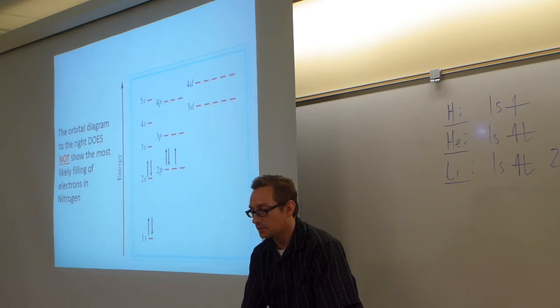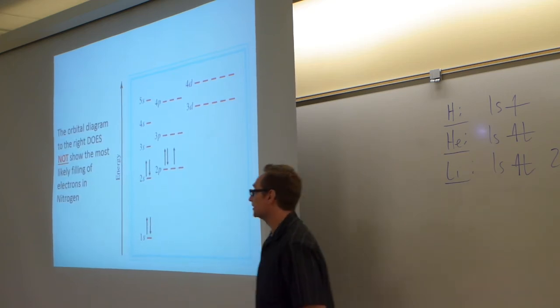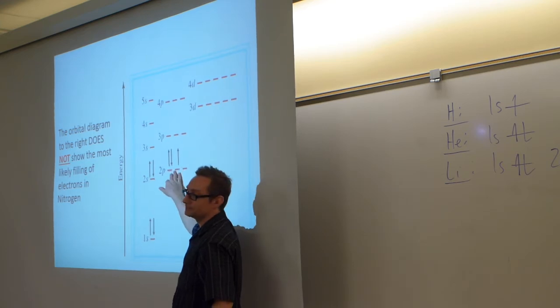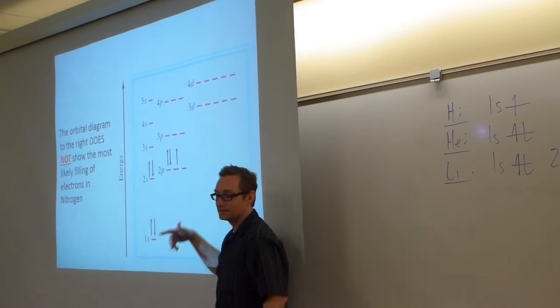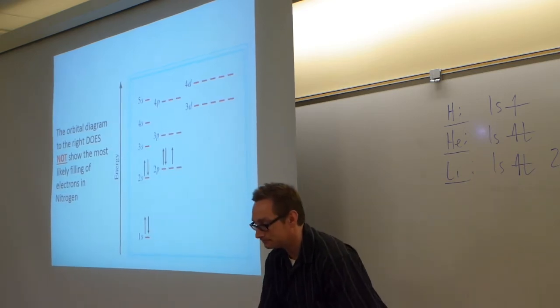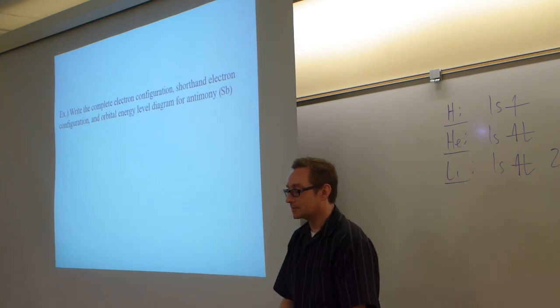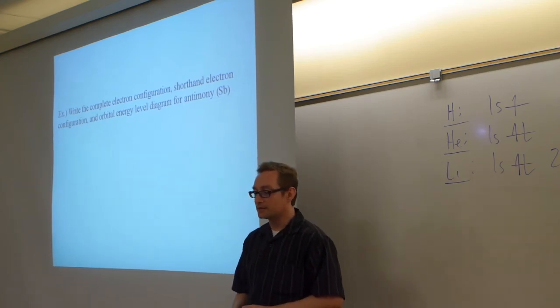Okay, so this orbital diagram here does not show the correct filling according to Hund's rule. This arrow pointing down should be over here. Just to show you the long way to do it, let's write a complete configuration for antimony.